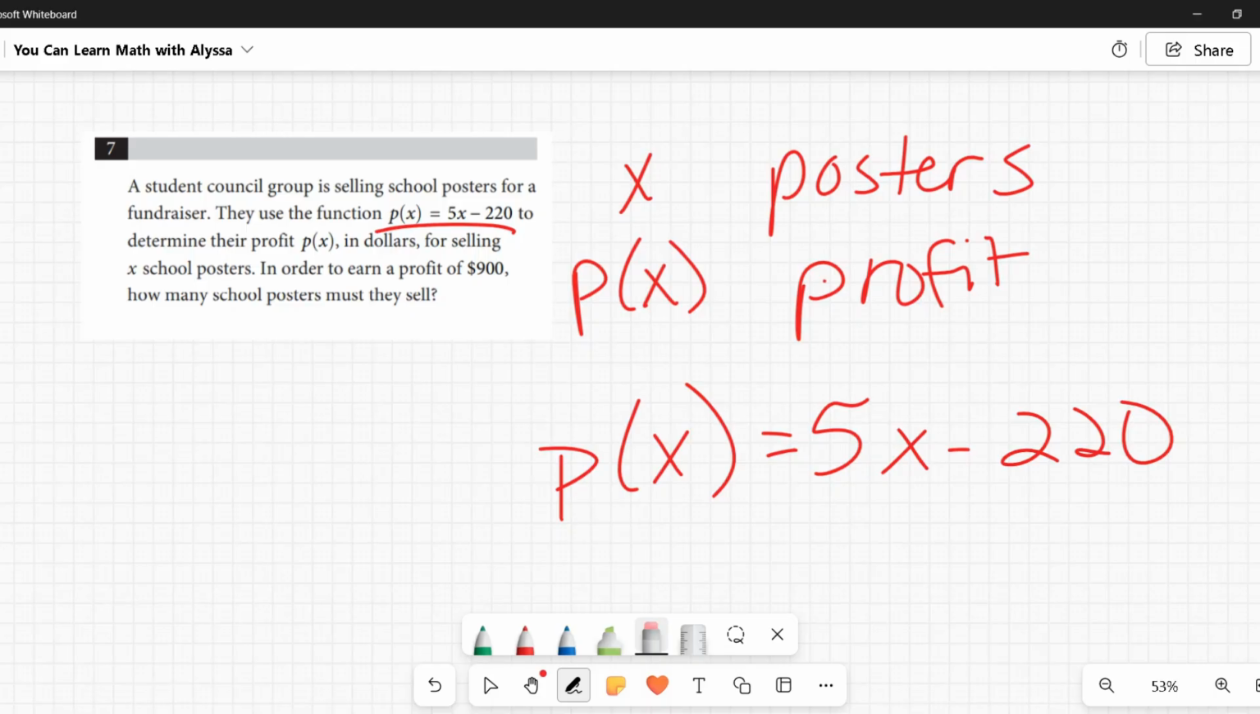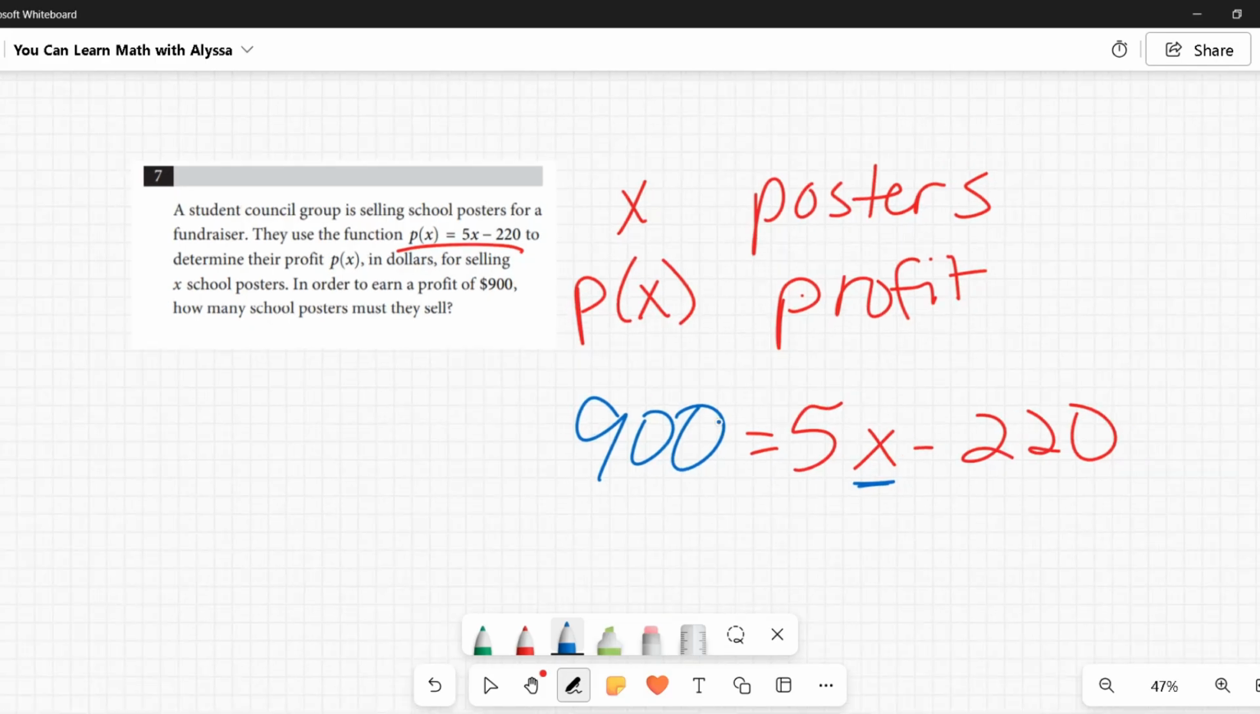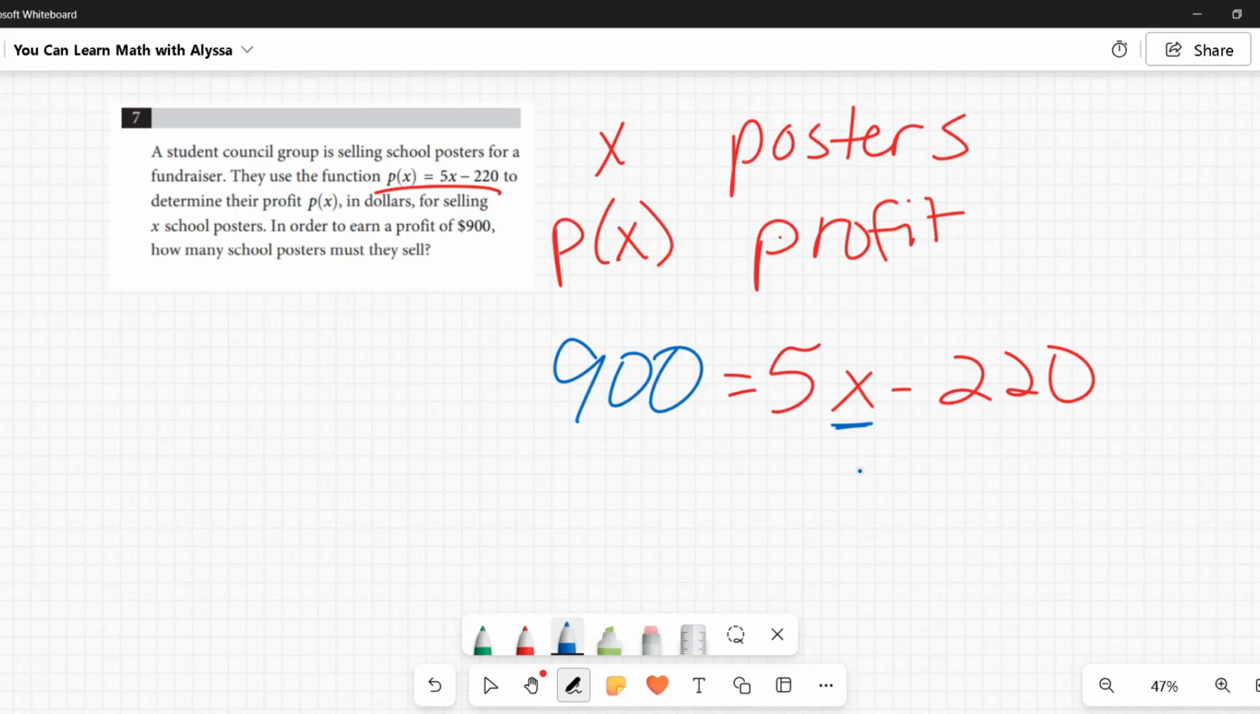So let's plug this in. They're telling us the profit needs to be $900. So that P of x, the profit, needs to be 900. And we need to solve for the number of posters, x. Well, now we have just a straightforward algebraic equation. So let's solve for that.